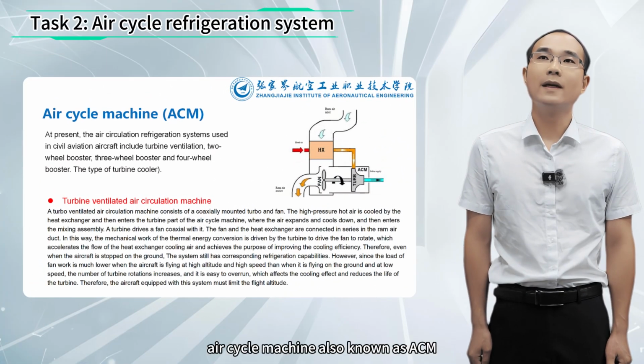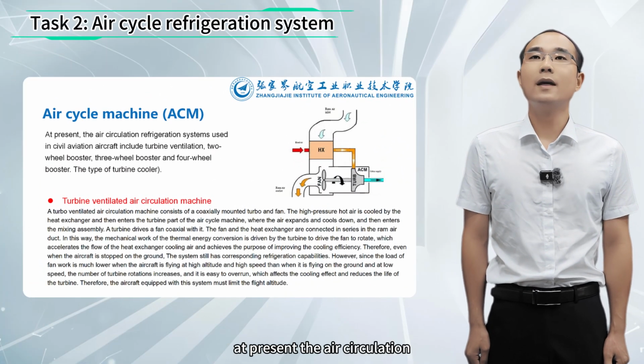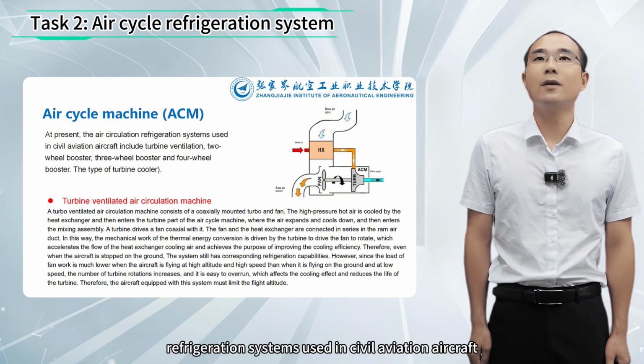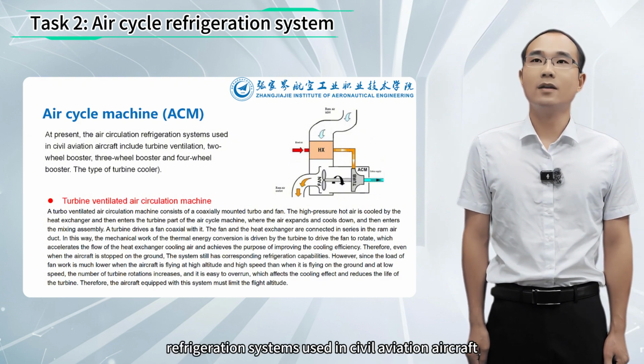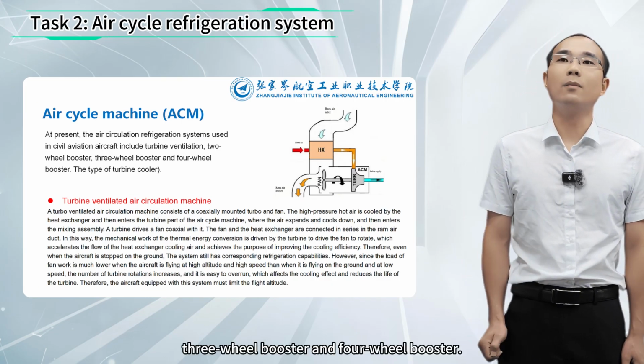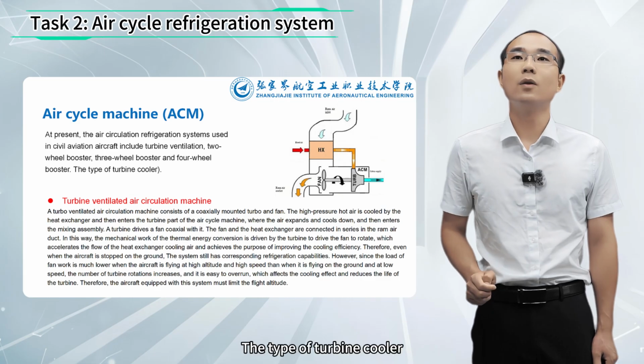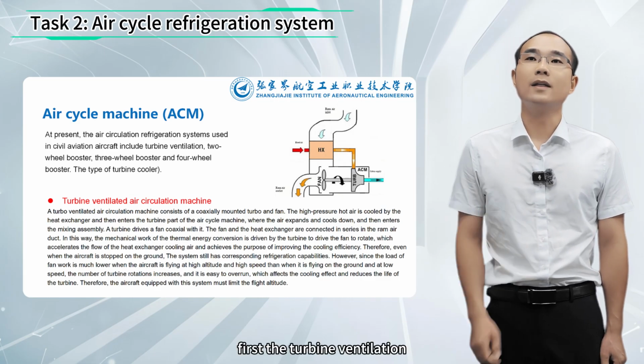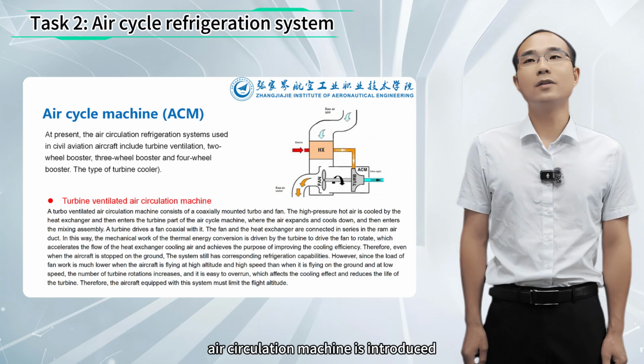Air cycle machine, also known as ACM. At present, the air circulation refrigeration systems used in civil aviation aircraft include turbine ventilation, two-wheel booster, three-wheel booster, and four-wheel booster types of turbine cooler. First, the turbine ventilation air circulation machine is introduced.